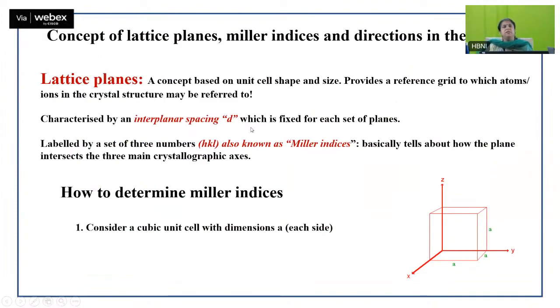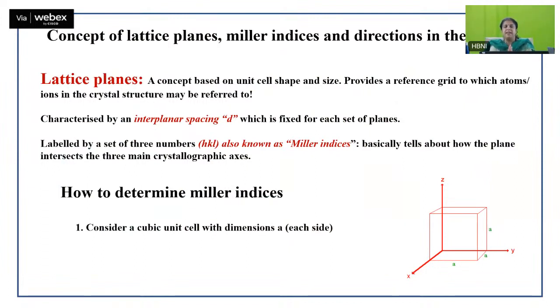Coming to a very simple concept again, lattice plane, Miller indices, directions. What are lattice planes? People tell me that lattice planes are the planes present in the structure. But why? How does the structure know that it has planes? The structure does not have planes, right? It is only the reference grid that we provide to ourselves.